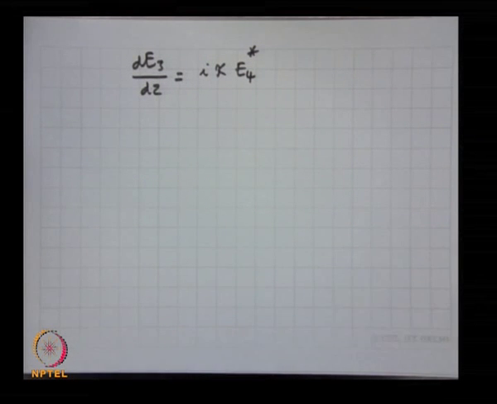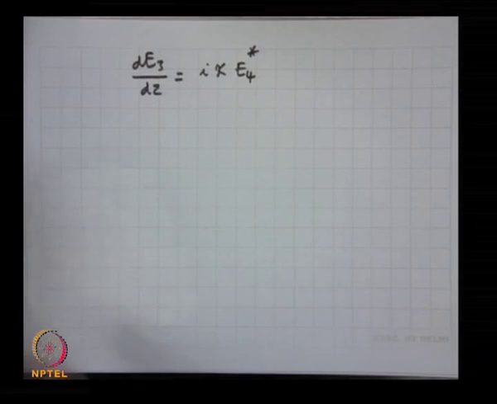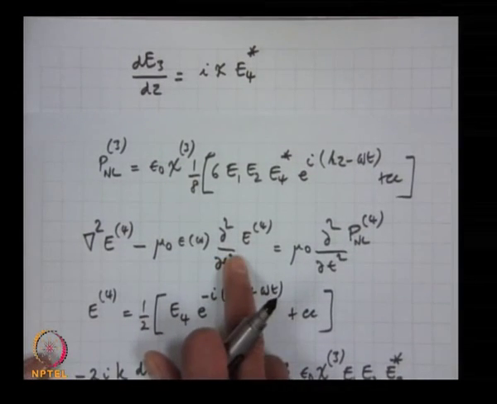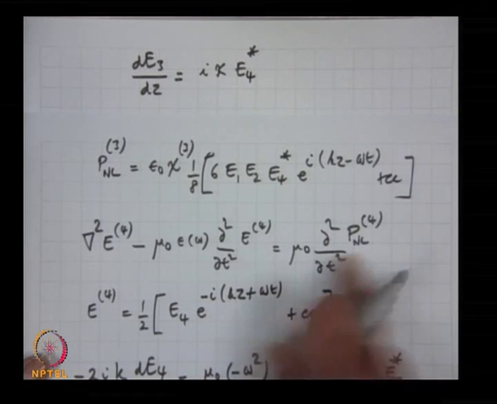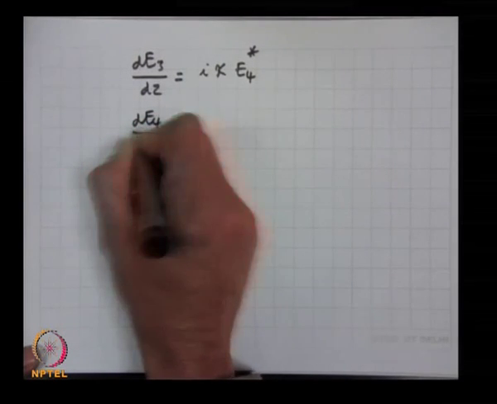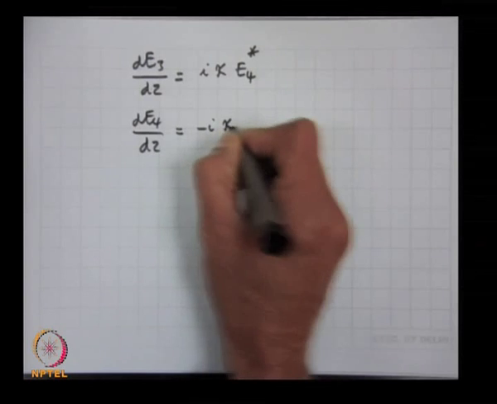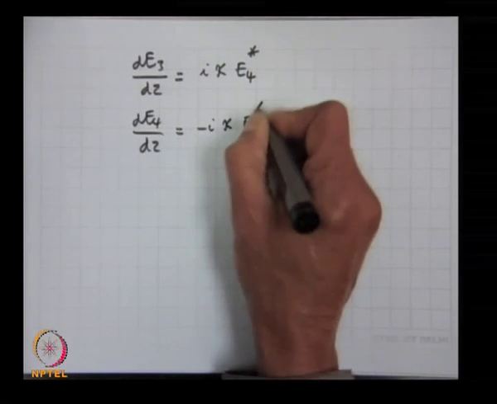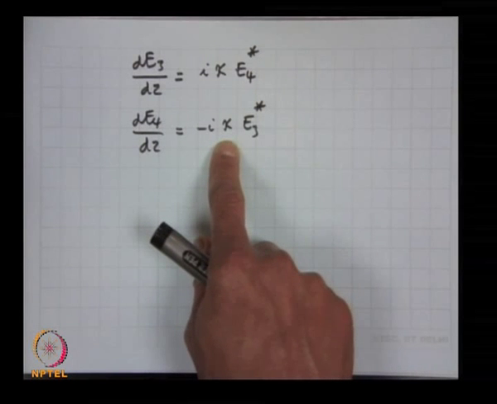Okay, so I use the same procedure. Instead of the E4 equation, I have an E3 equation. I have a nonlinear polarization corresponding to the electric field E3. Substitute, simplify. So let me write both the equations here. dE4 by dz is equal to minus i kappa E3 star. Two equations which actually couple E3 and E4, and the coupling coefficient contains the electric fields E1 and E2.